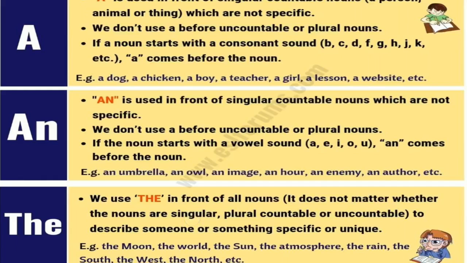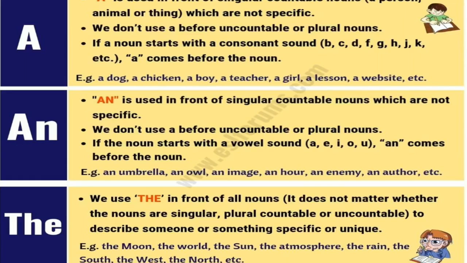Now a. Where do you use a? We don't use it before uncountable or plural nouns. We use it if the noun starts with a consonant sound: B, C, D, F, G, H, J, K, etc. That goes on. In English, you have 26 alphabets. From that, five are vowels, and the rest are consonants. So here, a is used just before a consonant sound. Just pay attention: it is the consonant sound, not any other word.